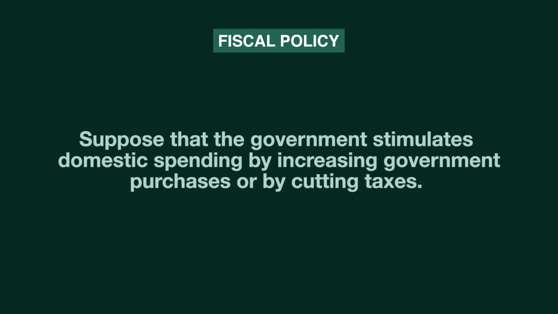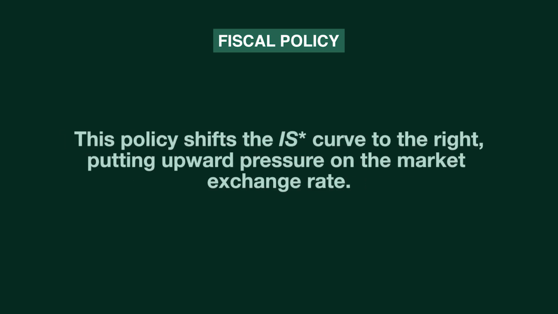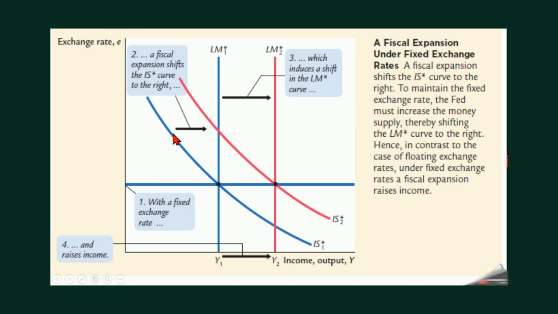Suppose the government uses fiscal policy by cutting taxes or by increasing government expenditure. As seen earlier, the IS curve shifts rightward. Now, this rightward shift in the IS curve will have an impact on the market exchange rate, as you can see in the figure. A shift of the IS curve from IS1 to IS2 tries to move the exchange rate from this point to this particular point. However, the central bank is committed to keep the exchange rate fixed at this blue line.